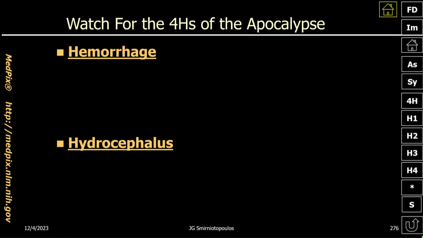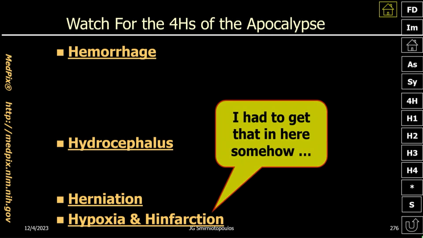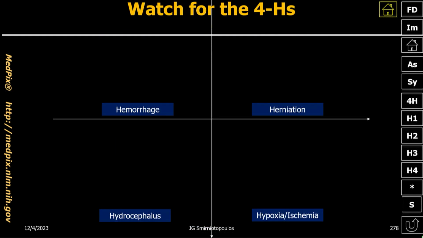We have hemorrhage, we have hydrocephalus, we have herniation. Those are the 3 that everybody knows. And then I added one: hypoxia and infarction. Okay? And Hirninfarction is actually the German word for infarction. So I had to put that in there. So these are the things that we have to think about.